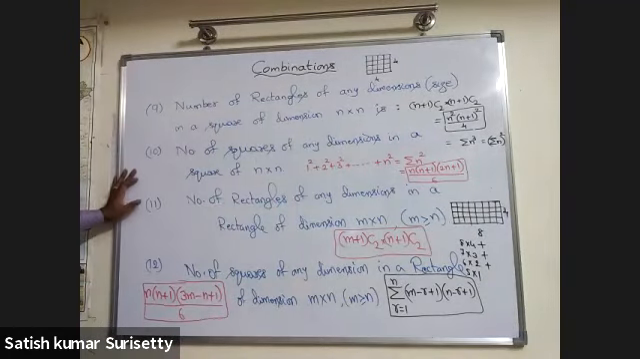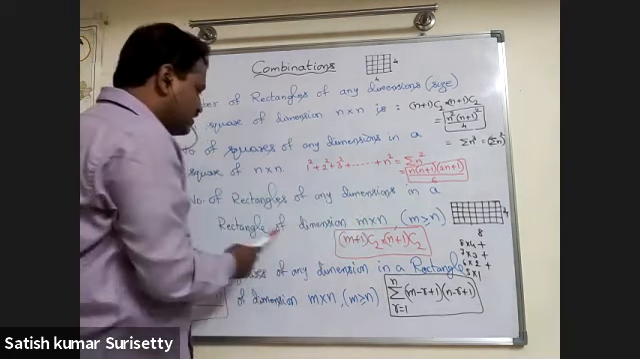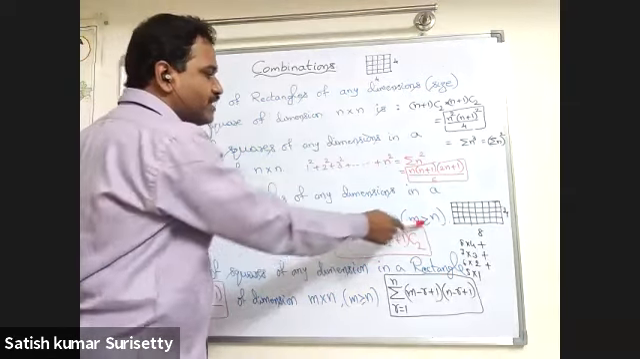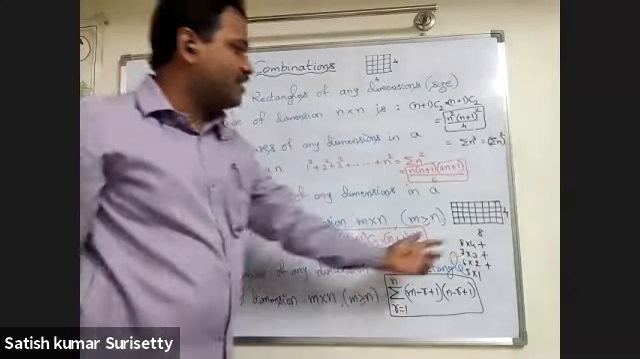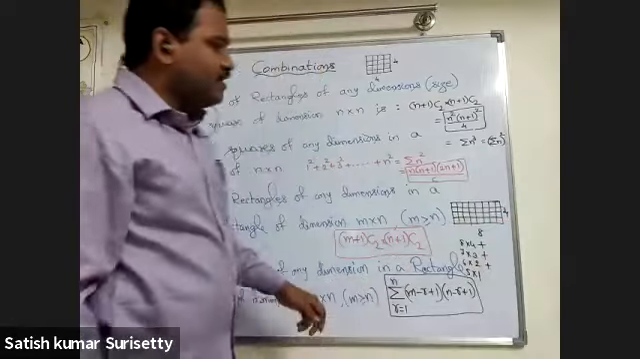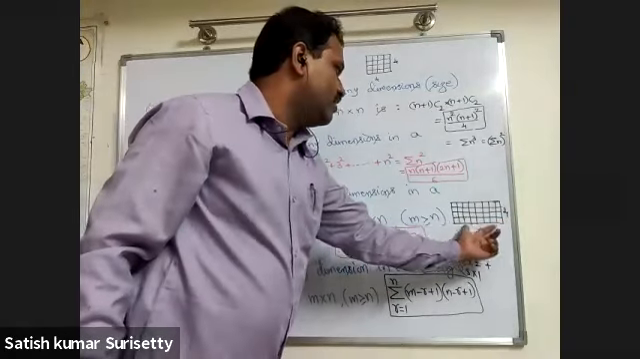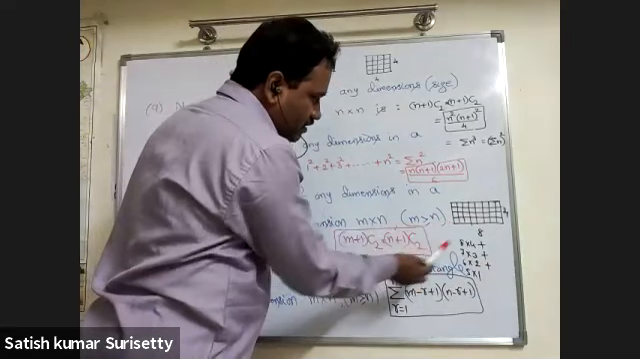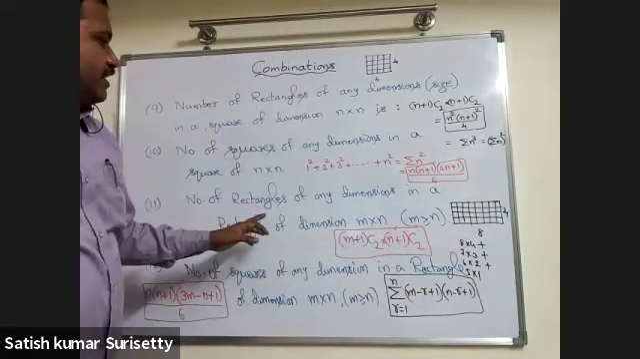Next, number of rectangles of any dimensions in a rectangle of dimension m by n, where m greater than or equal to n. Now, let us consider an example of 8 by 4. Now, because we need to calculate number of rectangles of any dimensions, that means I can have 1 by 1. Next, 1 by 2 and so on. That means 1 by 1 means 8 into 4. That means 32 rectangles will be there.